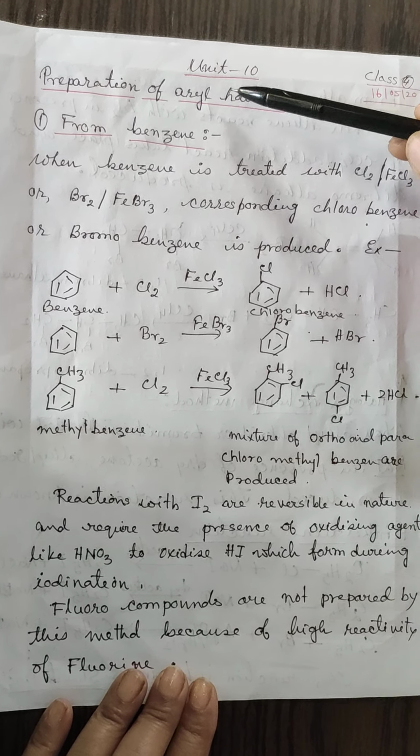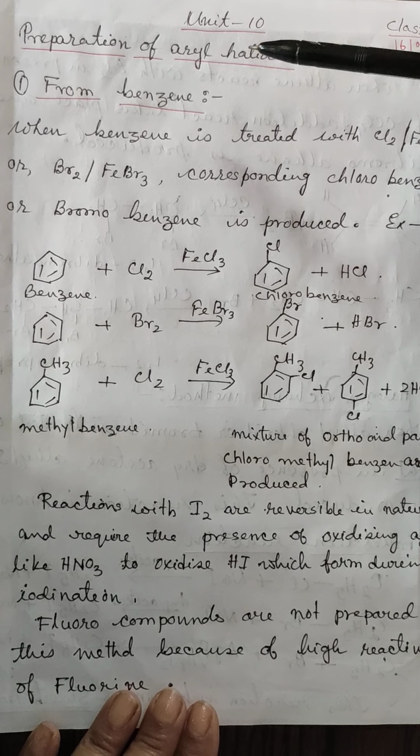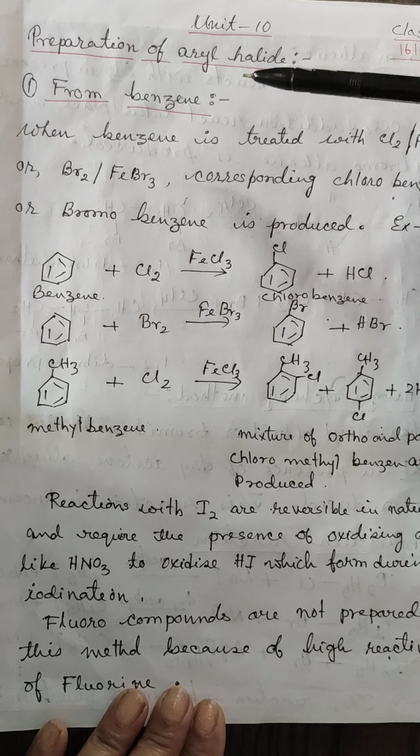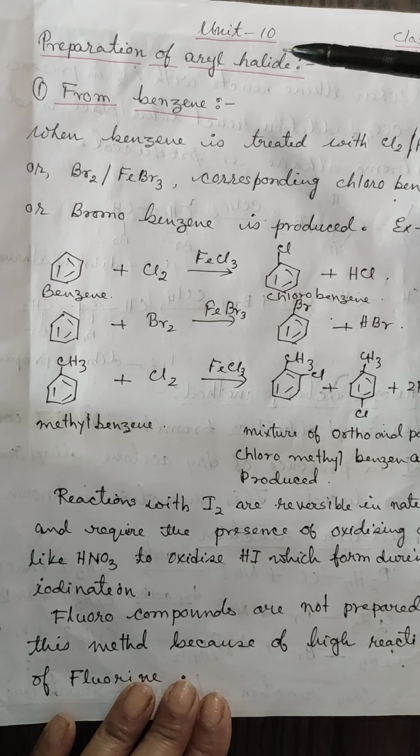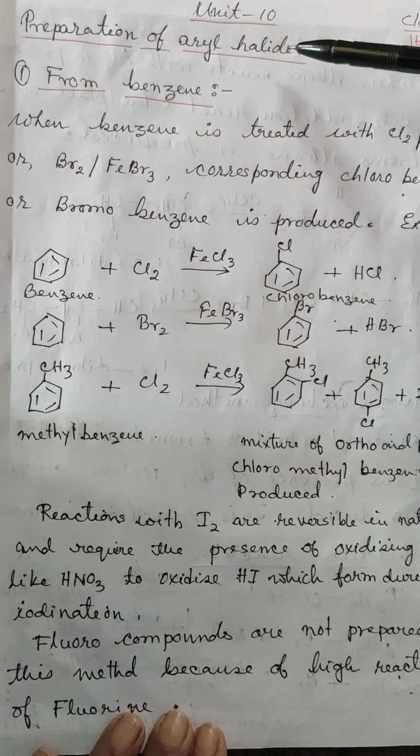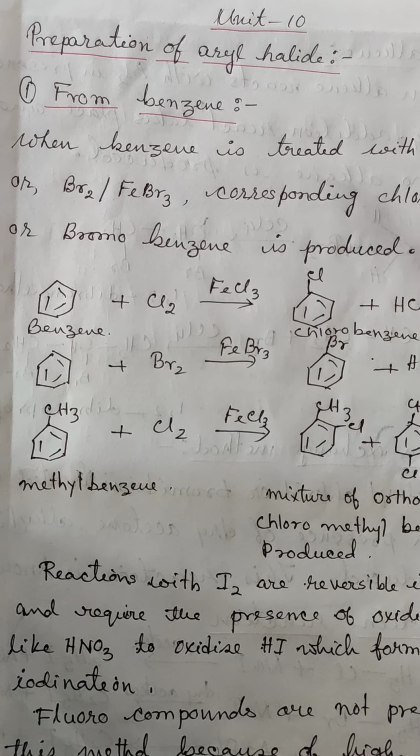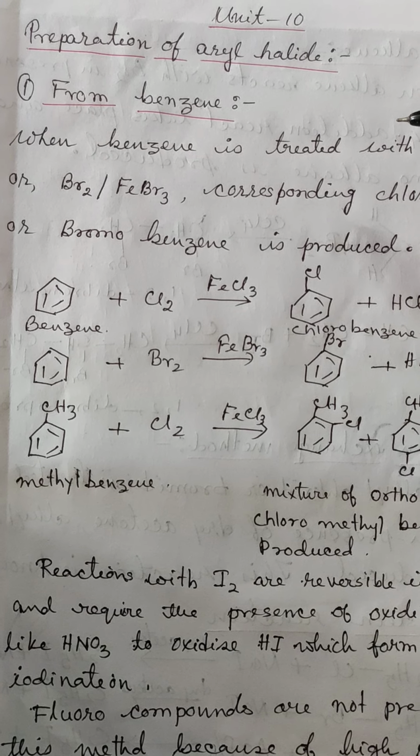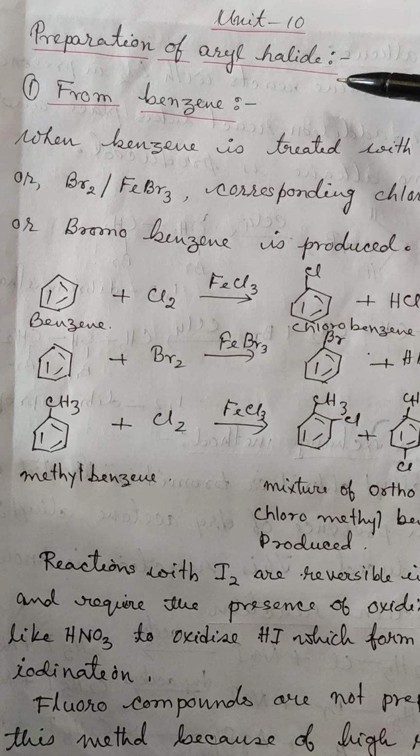So, preparation of aryl halide. In the last class, that is the third class, we discussed preparation of alkyl halide. Four preparations we discussed in the third class. Today is preparation of aryl halide, that is aromatic halides, like chlorobenzene, bromobenzene, iodobenzene. There are only a few preparations in aryl halides.